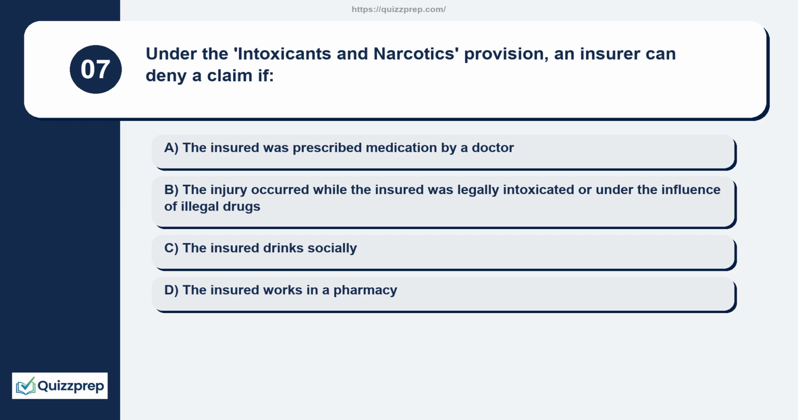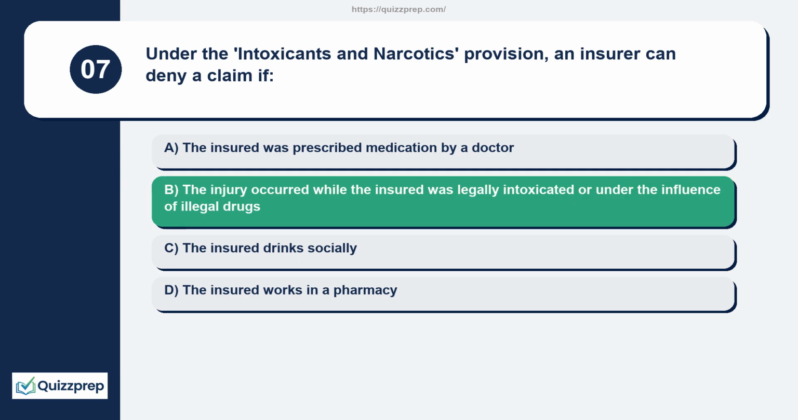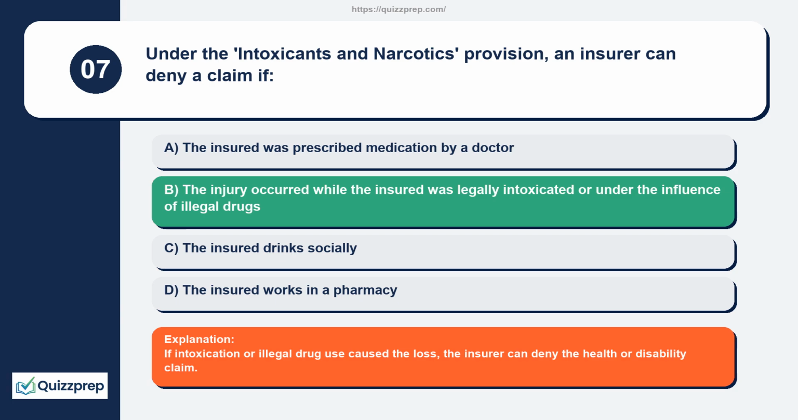Question 7. Under the intoxicants and narcotics provision, an insurer can deny a claim if the insured was prescribed medication by a doctor, the injury occurred while the insured was legally intoxicated or under the influence of illegal drugs, the insured drinks socially, the insured works in a pharmacy. If intoxication or illegal drug use caused the loss, the insurer can deny the health or disability claim.